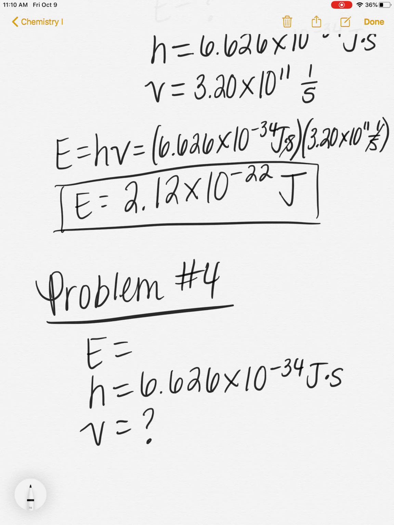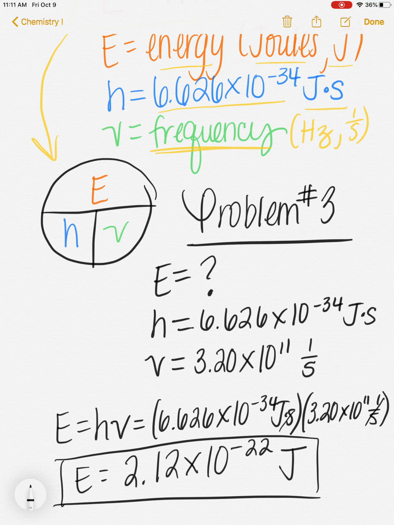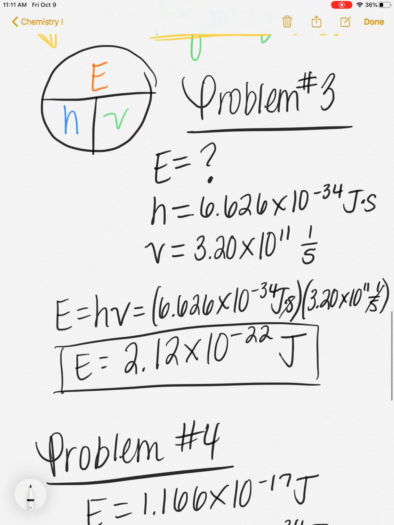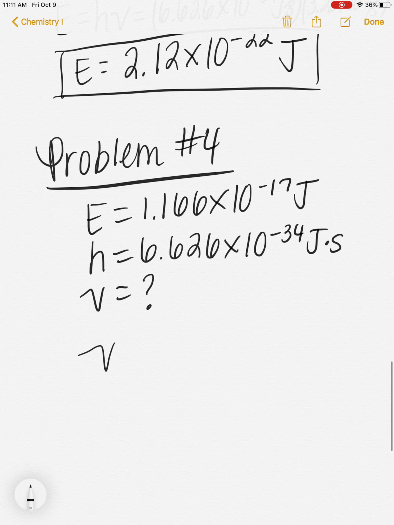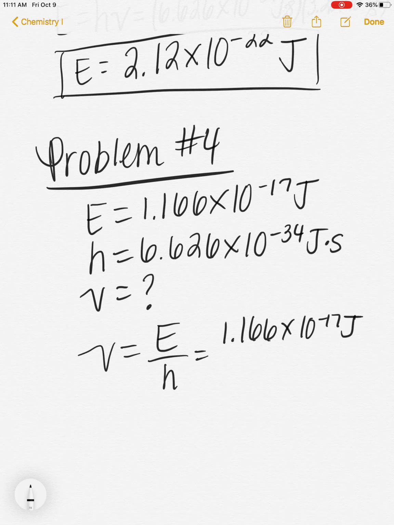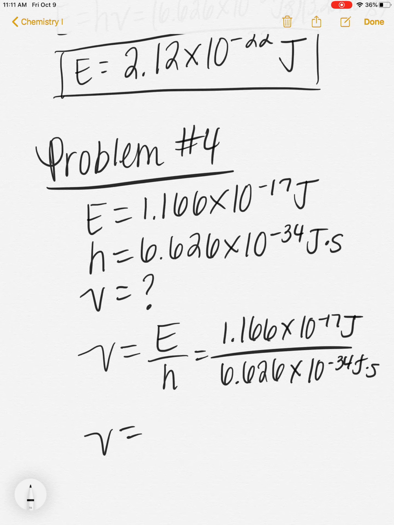This time, we are supposed to find the frequency, and we know that the energy is 1.166 times 10 to the negative 17th joules. All right, if you go back up to your pie chart, you cover up ν. The pie chart tells me that ν is equal to E divided by h. So I'm going to take 1.166 times 10 to the negative 17th joules divided by 6.626 times 10 to the negative 34th joule seconds.